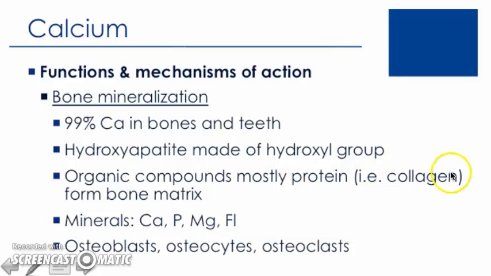We also see collagen being a component of bone, additional minerals, and then the main active cells in bone are called osteoblasts and osteoclasts. When we talk about vitamin D, we'll talk more about osteoblast and osteoclast activity. Osteoblasts are the cells that promote bone formation, or the building of bone. Osteoclasts promote bone resorption, or that demineralization of bone.